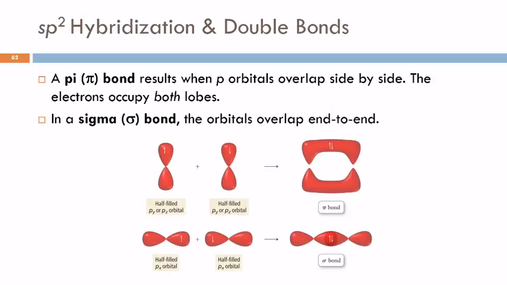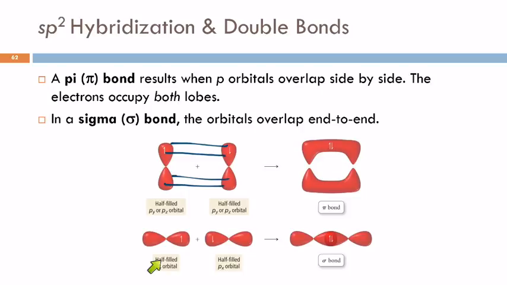So the pi bond happens when p orbitals overlap side to side. Here you've got your half-filled p orbital. In that example, one was from carbon and one was from oxygen, and they're going to overlap side to side. Right? They're like coming up next to each other. So these kind of smear out together and overlap.